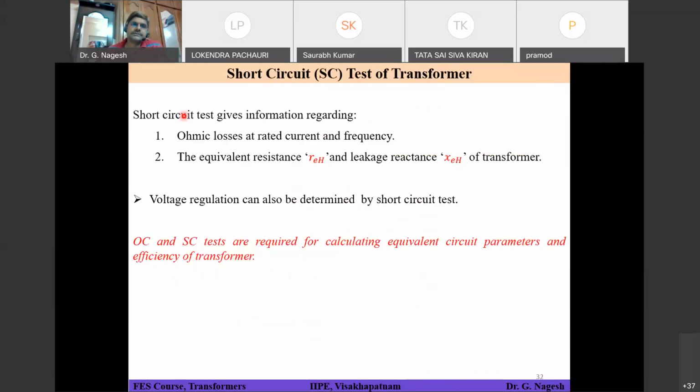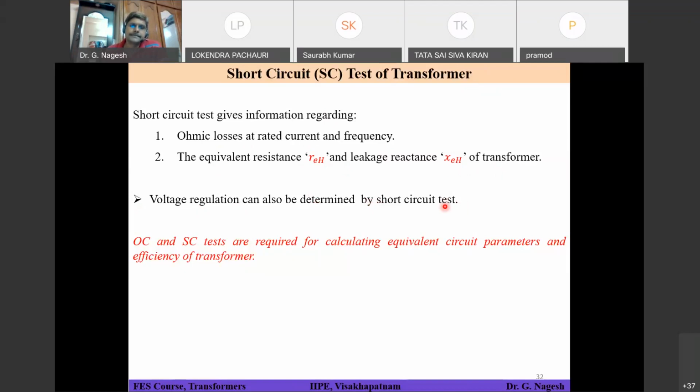Right. So the short circuit test gives information regarding ohmic losses, nothing but copper losses at rated current and frequency. The equivalent resistance R_eH and the leakage reactance X_eH of the transformer are also calculated. The voltage regulation can also be determined from the short circuit test. Okay, that we'll see later.